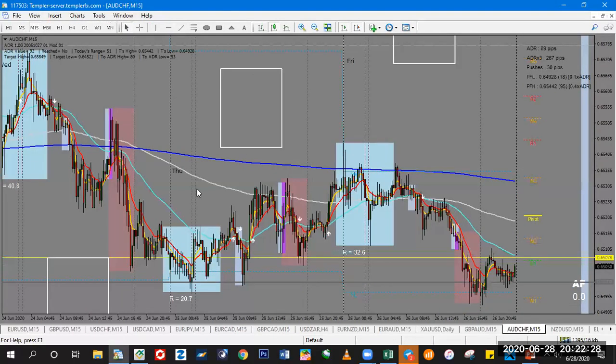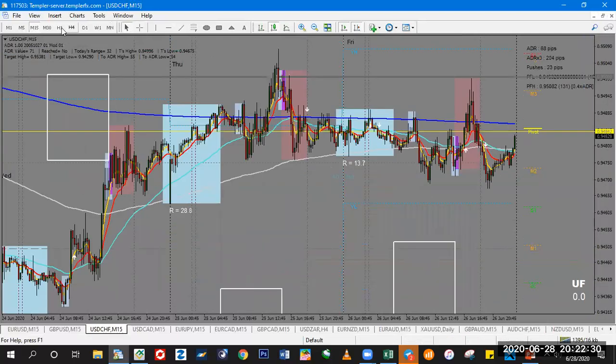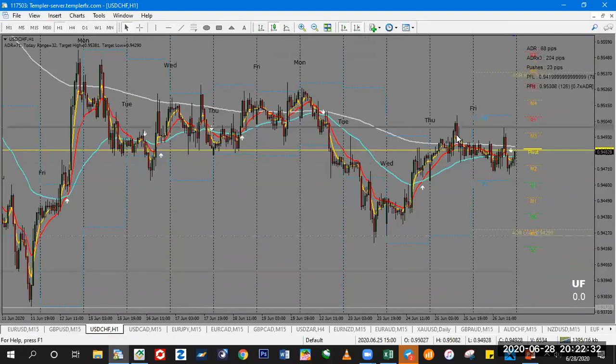I think USDCHF should still buy. No, USDCHF will be consolidating. See how USDCHF is moving? This was the dollar move plus the Swiss franc move. And then we had the dollar move going up, and here the Swiss franc came by, so it's consolidating around.